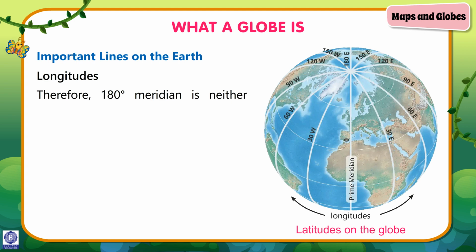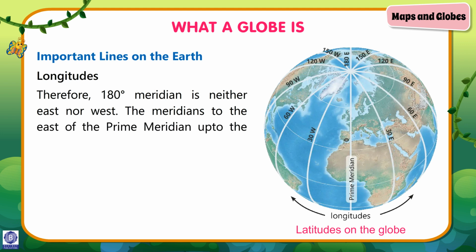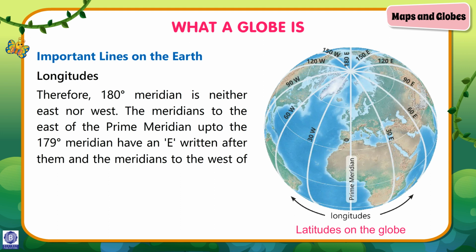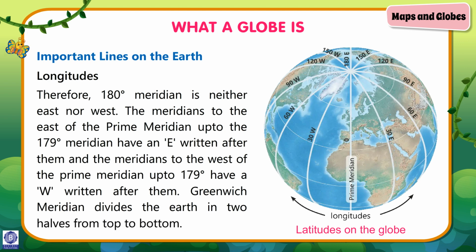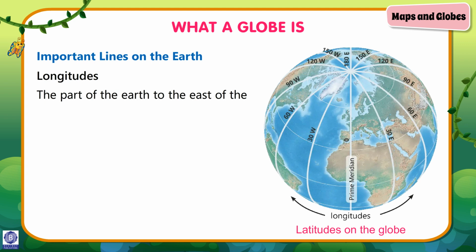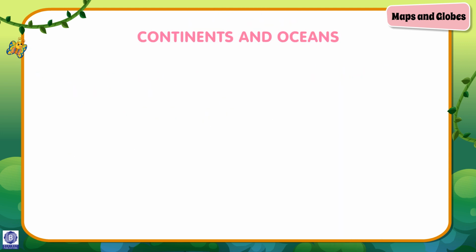Therefore, the 180 degrees meridian is neither east nor west. The meridians to the east of the prime meridian up to the 179 degrees meridian have an E written after them, and the meridians to the west of the prime meridian up to 179 degrees have a W written after them. The Greenwich meridian divides the Earth into two halves, from top to bottom. The part of the Earth to the west of the prime meridian, 180 degrees longitude, is called the Western Hemisphere.